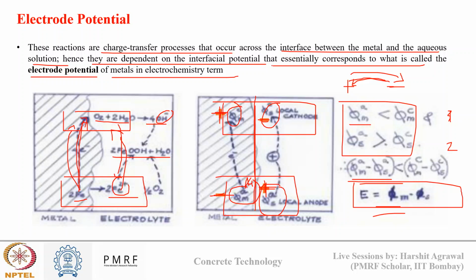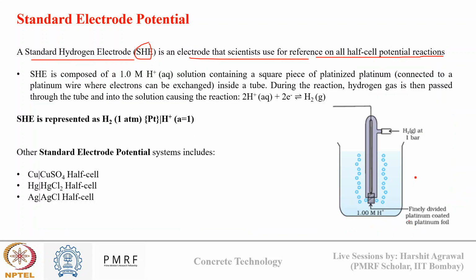Okay, so this is one kind of half cell, Fe converting into Fe2+ and releasing two electrons. Now, what is the potential of this reaction? We can't know. So for this, we need a standard reference electrode whose potential value we know. And one such standard electrode is the standard hydrogen electrode.